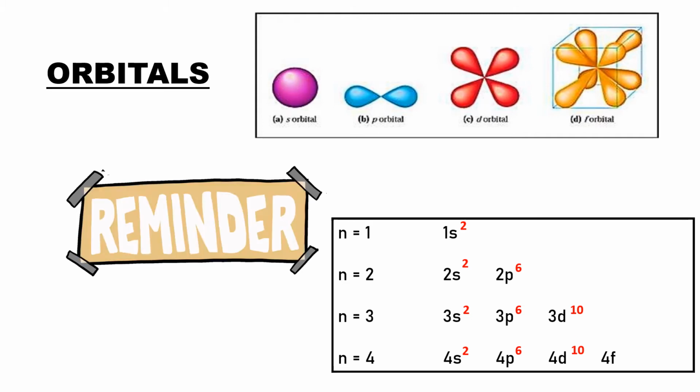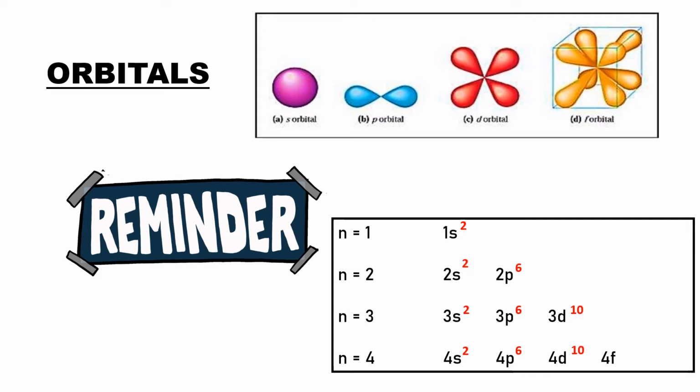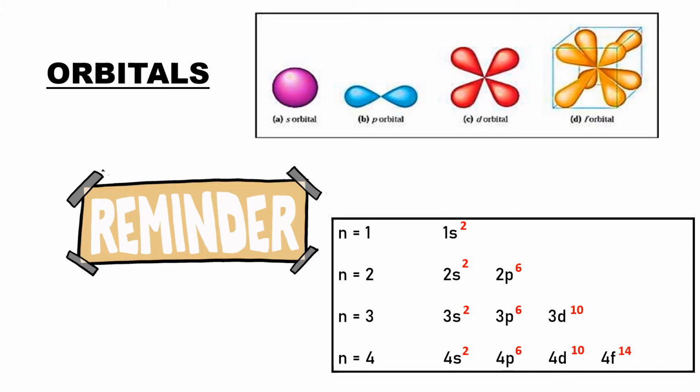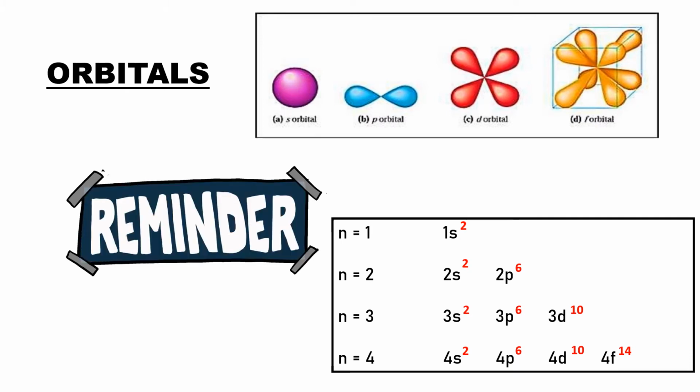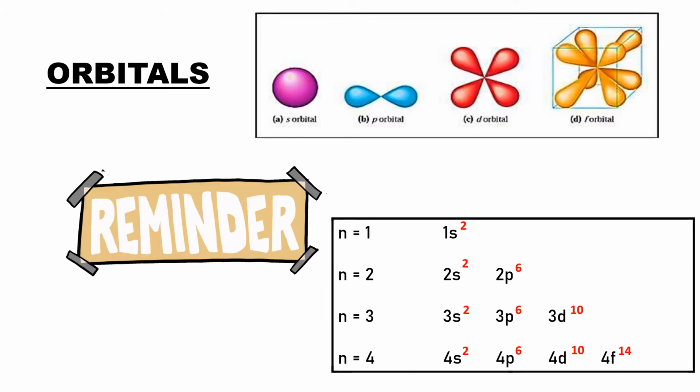And last but not the least, for the F sublevels, it can hold up to 14 electrons, meaning to say it has 7 orbitals. So 4f14. Maximum 14, but not more than 14. So do not forget this one. Okay, this is very, very important when you're dealing with quantum numbers.